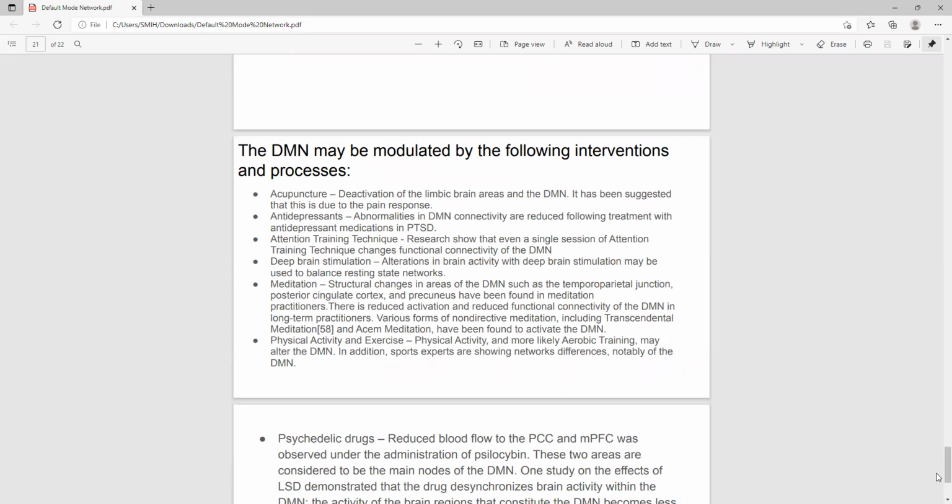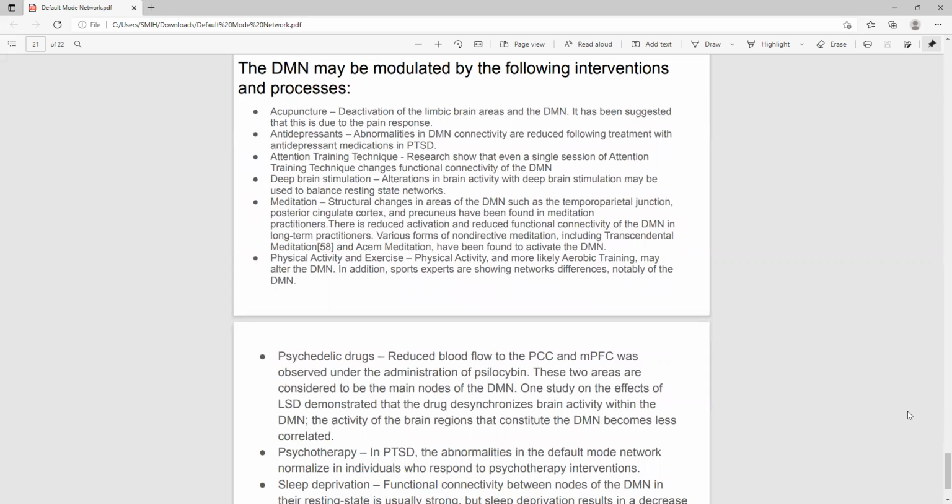The DMN may be modulated by the following interventions and processes. First is acupuncture: deactivation of the limbic brain areas and the DMN. It has been suggested that this is due to the pain response. Antidepressants: abnormalities in DMN connectivity are reduced following treatment with antidepressant medications in PTSD. Attention training technique: research shows that even a single session of attention training technique changes functional connectivity of the DMN. Then deep brain stimulation: alterations in brain activity with deep brain stimulation may be used to balance resting state networks. Also meditation, and physical activity and exercise.